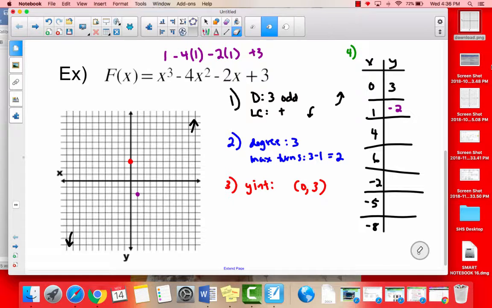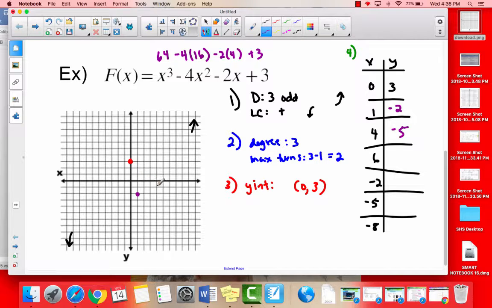So if I plug in 4 into my equation, so 4 to the third is going to get us 64, minus 4 times 4 squared is 16, minus 2 times 4, and then plus 3. So now I can go ahead and simplify. So 64 minus 4 times 16, that's 0. Minus 2 times 4 is 8. And then plus 3, I'm going to get negative 5 here. So go to 4, down 1, 2, 3, 4, 5.